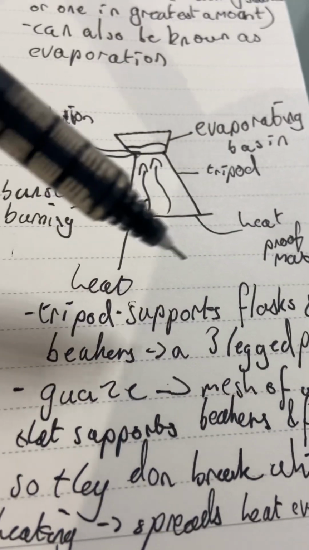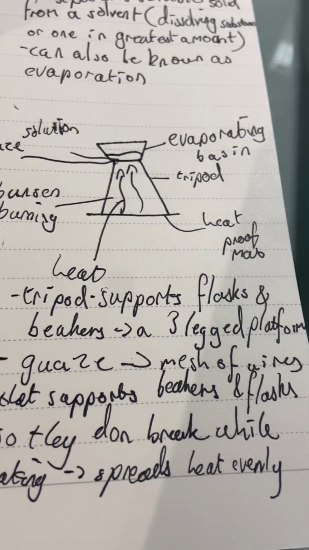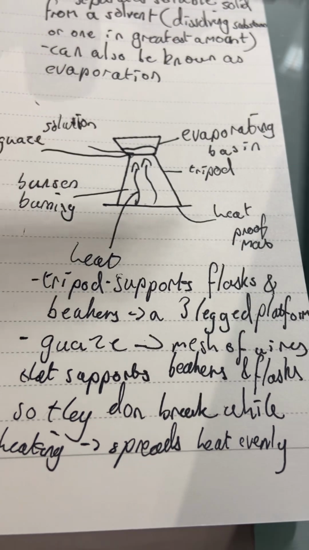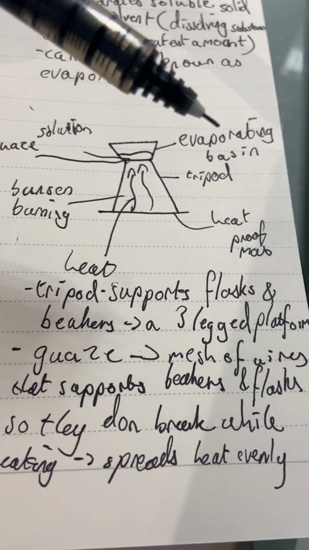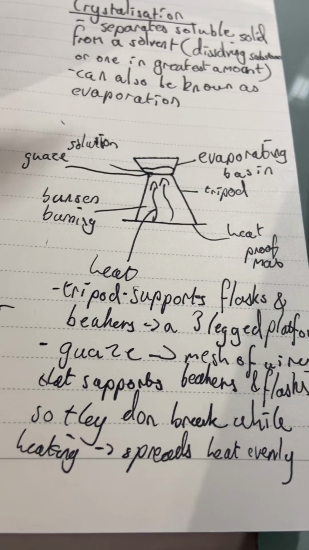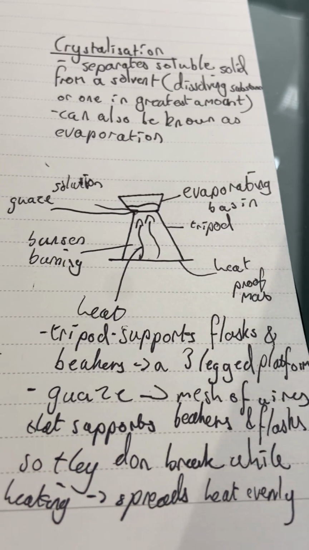A tripod is just something that supports flasks and beakers. It has 3 legs. It's a 3-legged platform. A gauze is just a mesh of wires, and it also helps support beakers and flasks, but it's so that they don't heat up and completely break.